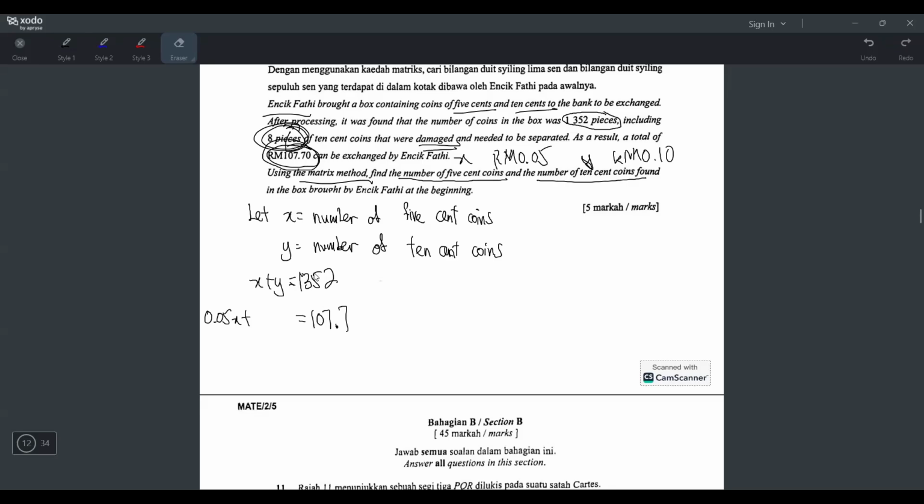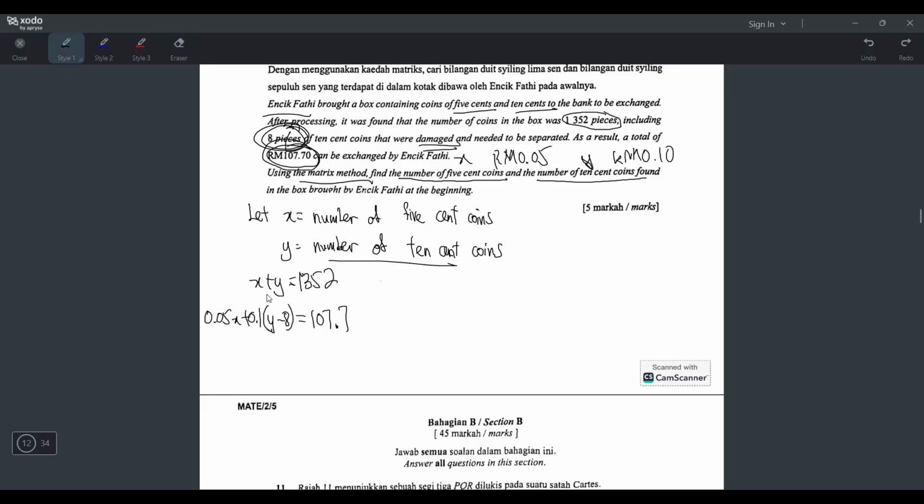So the number of 10 cent coins is y, right? So I have to take y minus 8 lah. Correct? y minus 8. Then only I times with the 0.1 lah. Yeah, like that lah. You guys understand, right? Why is it like that? It's because the number of 10 cent coins is y, but since 8 of them are damaged, the ones that we only count will be y minus 8, right? And then since one coin is worth 10 cent, it's y minus 8 number of coins times 0.1.